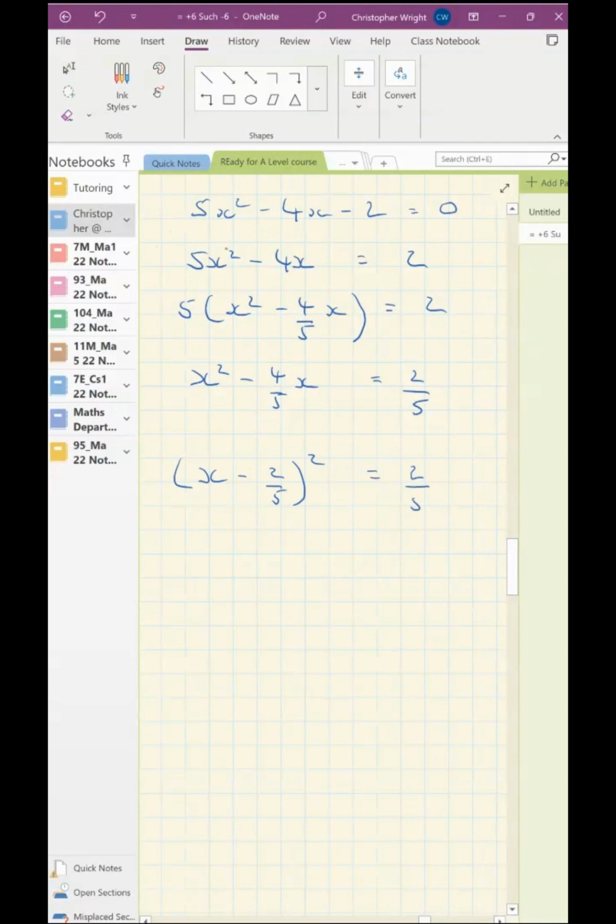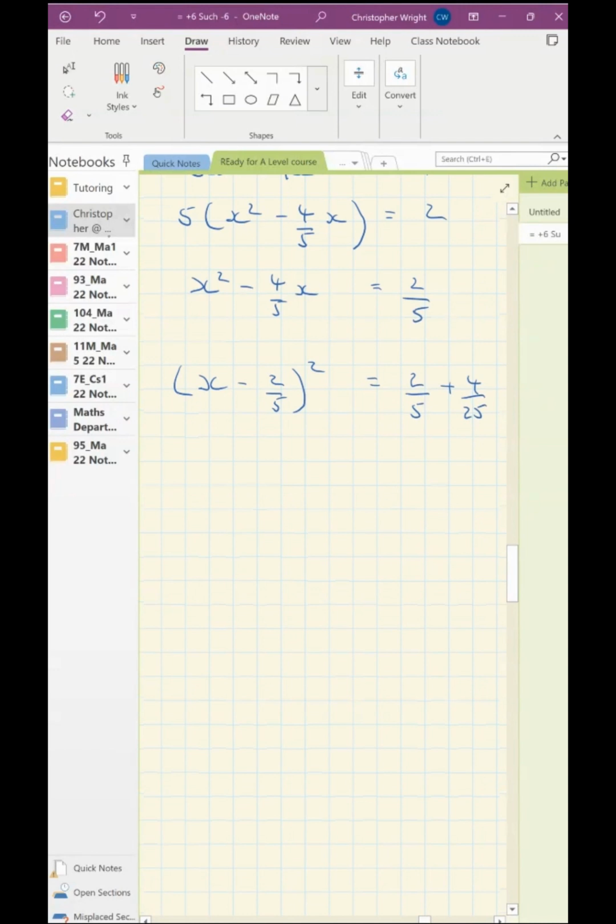Now that's incorrect, of course, because yes, on the left-hand side, when I write it as x minus 2/5 squared, I'll end up with minus 4/5 of x, but I'll also end up with an additional plus 4/25. So I need to add on those 4/25 onto the right-hand side as well to keep my equation balanced. So actually, x minus 2/5 squared is going to equal 14/25.